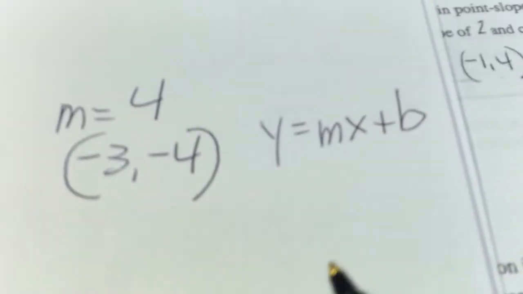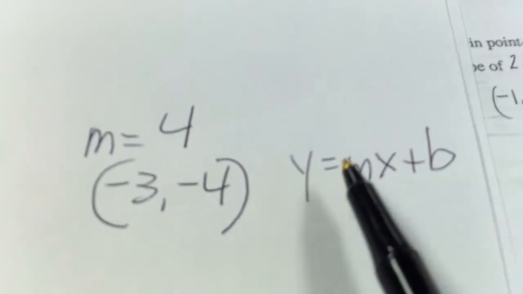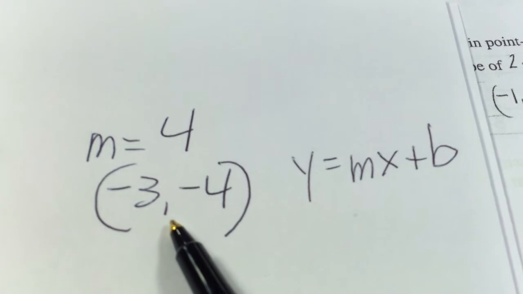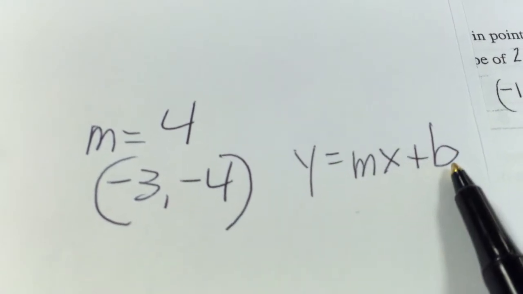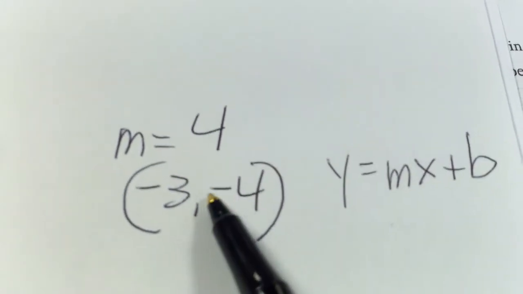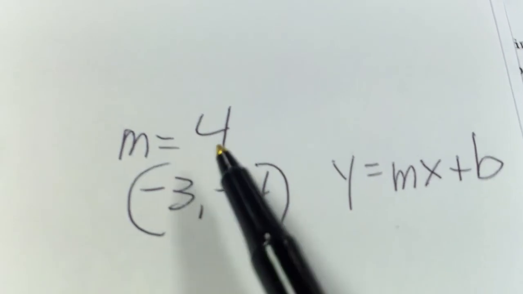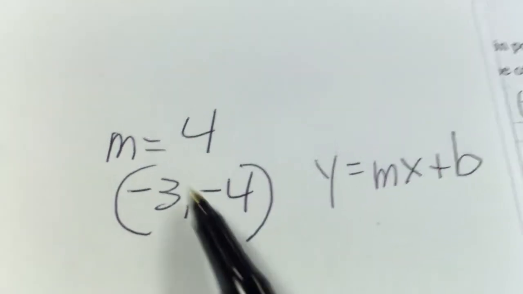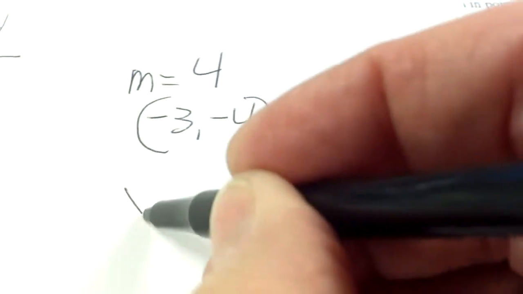Well, I'm not ready to put it into slope-intercept form. I know what m is, but I don't know what my y-intercept is. I have this other point that's on the line, but I don't know what the y-intercept is. All I have is this point and a slope. Whoa, what did I just say? We have this point and a slope. Well, then let's put it in point slope form.